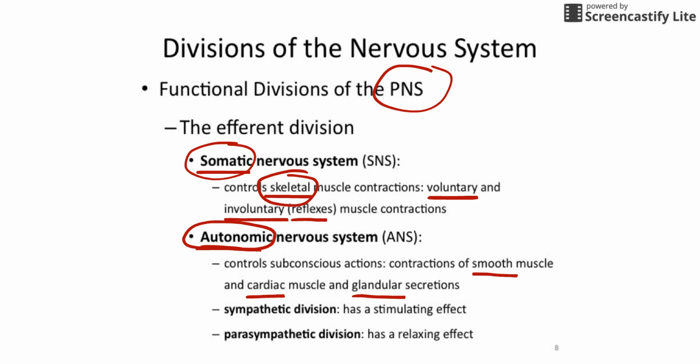The two big divisions, those of you who took psychology will recognize these. You have a sympathetic division, which is the fight or flight side. It's the stimulating effect. This is for emergencies, okay? And the parasympathetic division, which is our normal kind of rest and relax or rest and digest. A lot of people put it that way. So emergencies versus resting. All right.